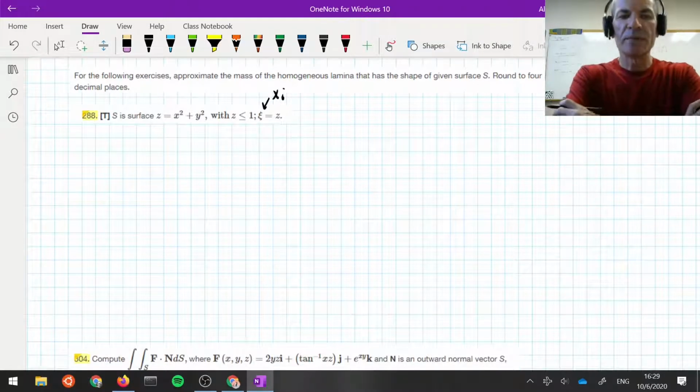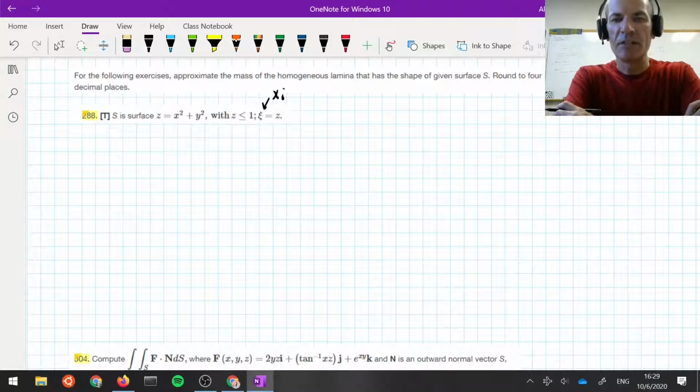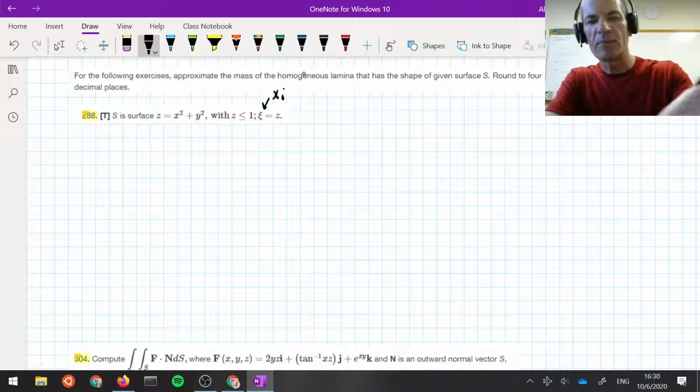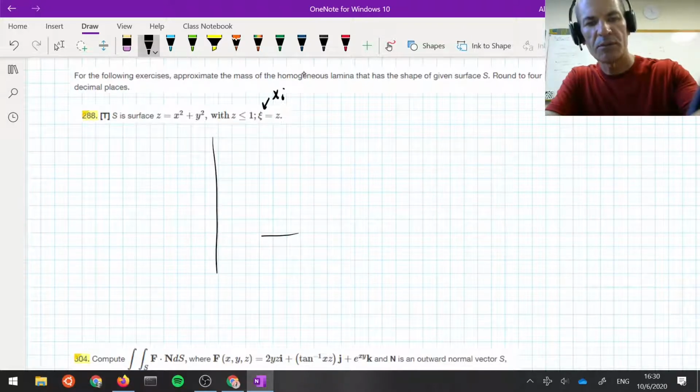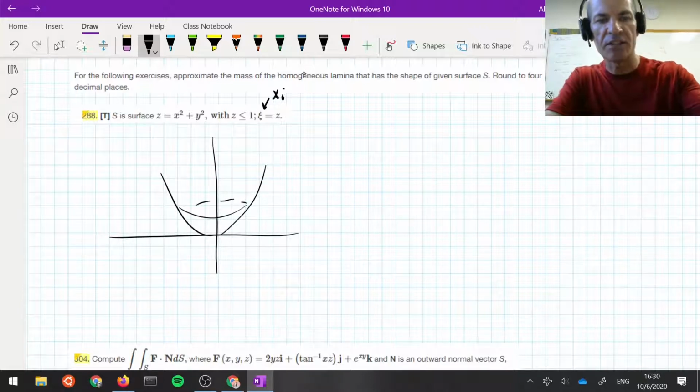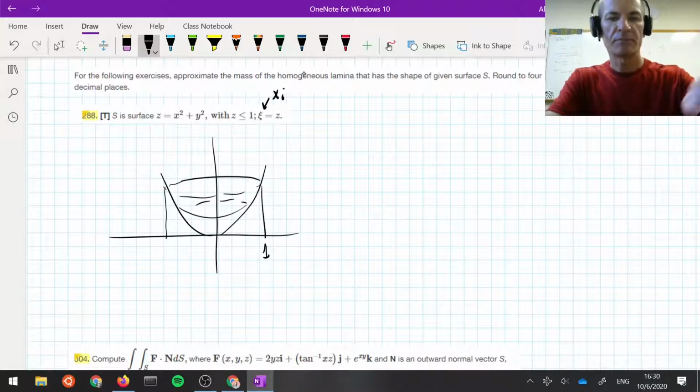So now we're building a surface integral. We're given the surface with z less than or equal to 1. What kind of surface is this? This is a paraboloid. So roughly speaking, it kind of looks parabolic, and then it's got these circular cross sections. And we have z less than or equal to 1, so it's the portion of the paraboloid in between this plus or minus 1.